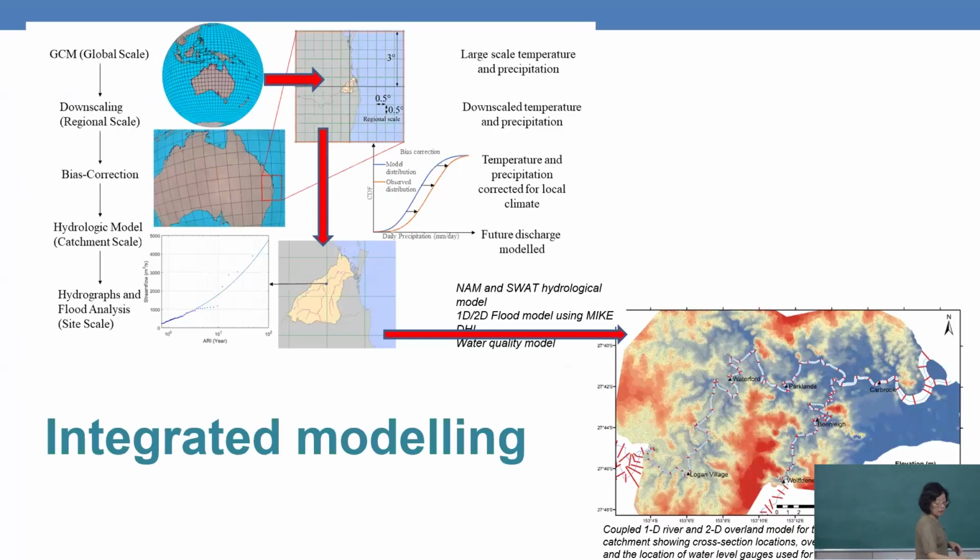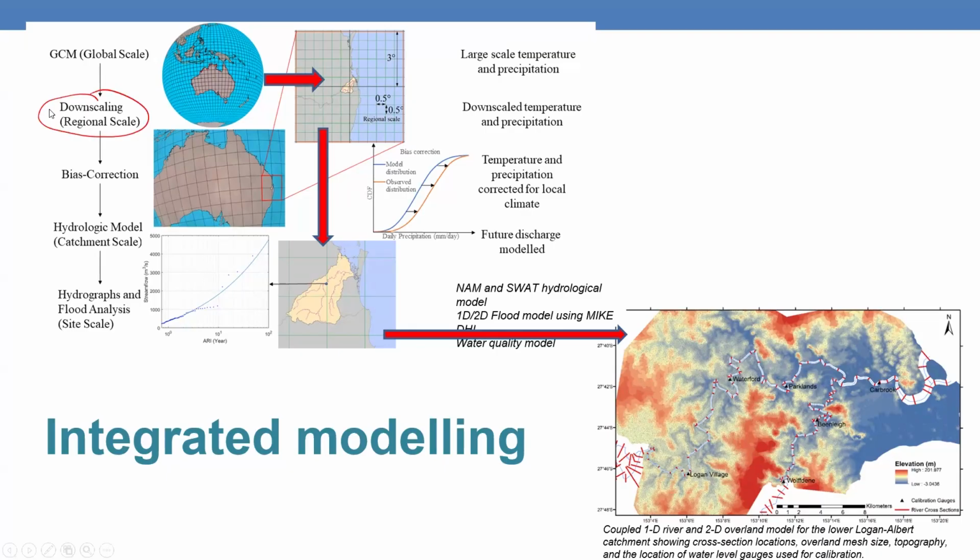So over here, we are going to see what we have been doing. Again, apart from those models, we use a global scale. We start from the global scale climate change model, then of course to the downscaled regional study. This actually has been done by the Queensland government.